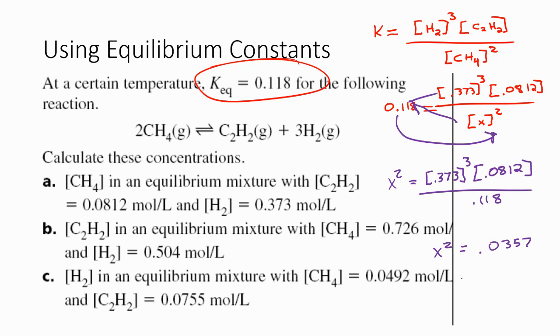So if I take the square root of that, X is the square root of 0.0357. Let's see if we can do that. I get 0.189. Now I am going to put a unit on that. I'm going to put a capital M for molar. Moles per liter is fine as well. And why? Because this is equal to the concentration of CH4. We're going to come back and we'll do a problem similar to that as well. We'll see you in just a couple of moments.